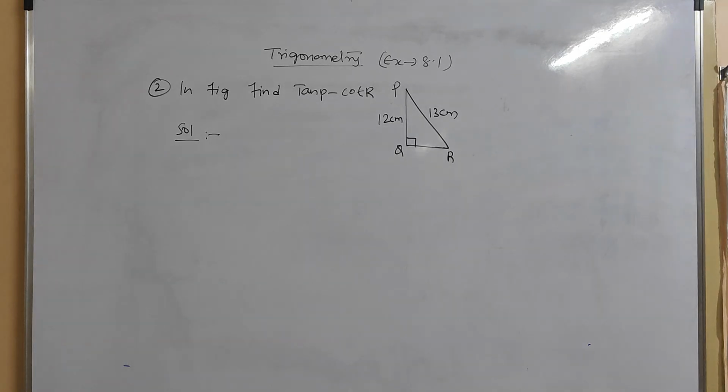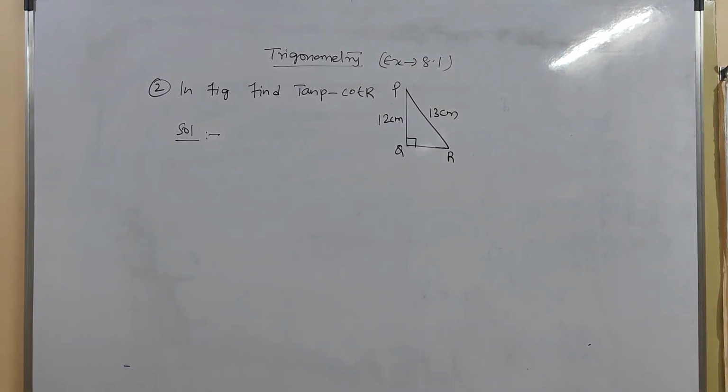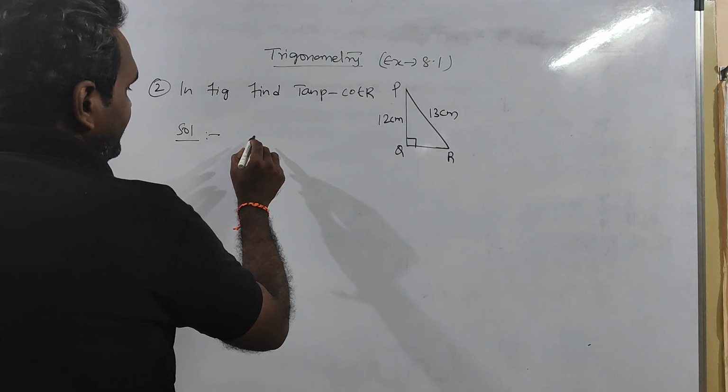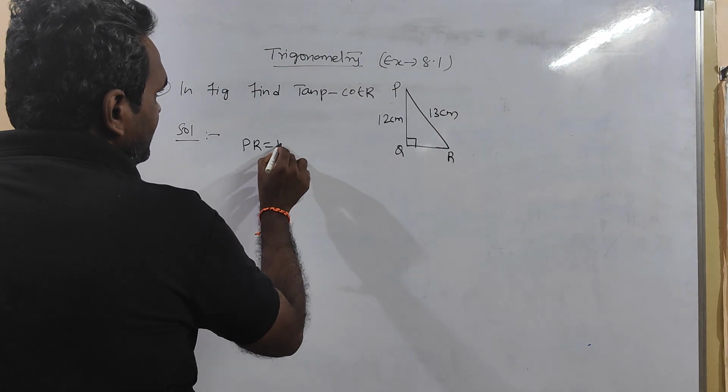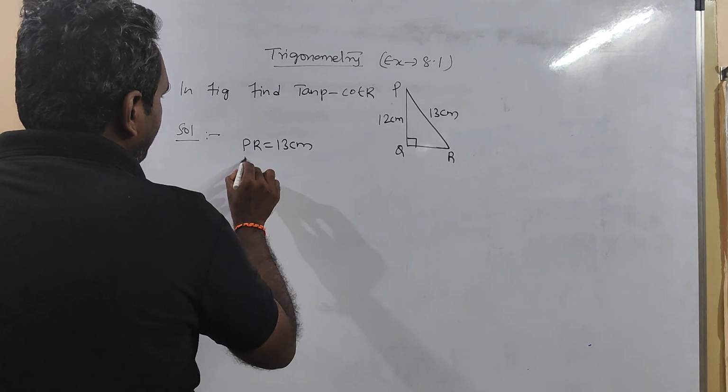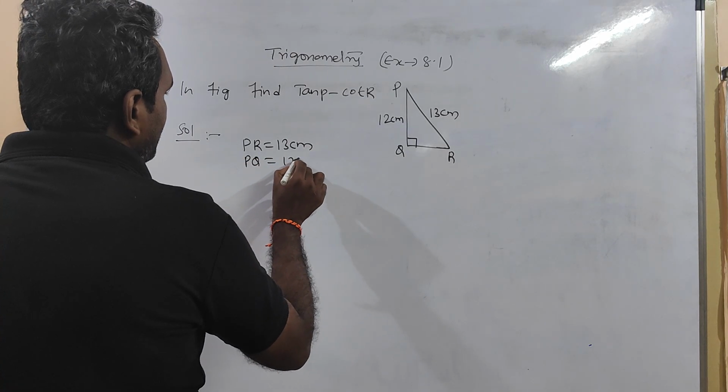Tell me how to do. Tan P minus cot R they want. That means whatever trigonometric ratios we want, the basic thing is we have to find the lengths of all the sides first, and afterwards we can find whatever they want. So what is given? PR is given as 13 centimeter, PQ is given as 12 centimeter.